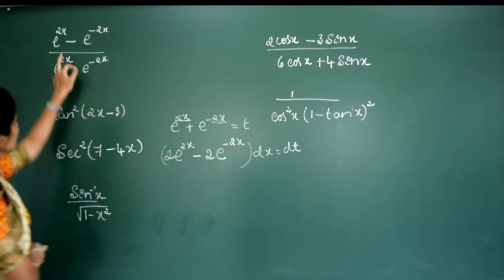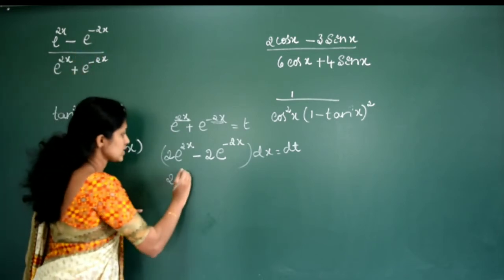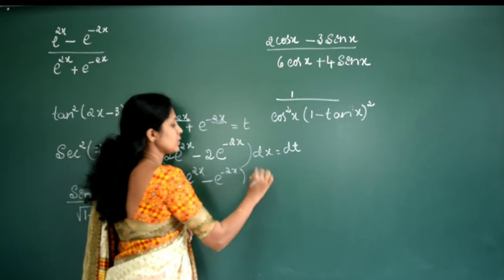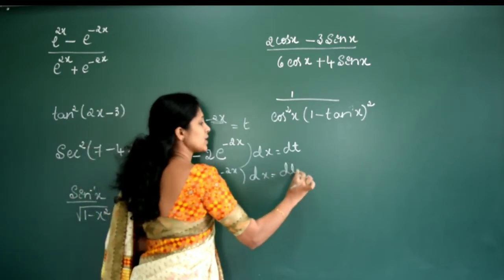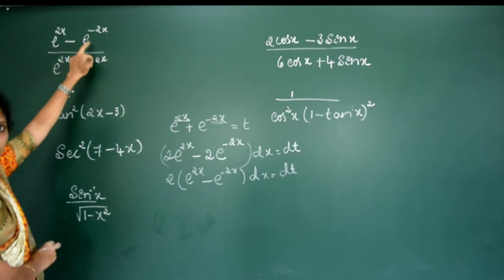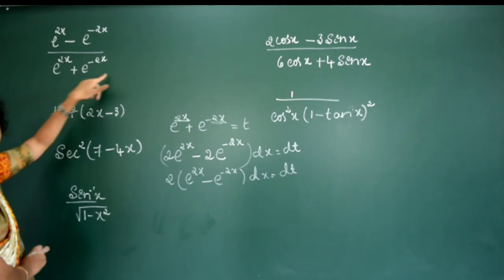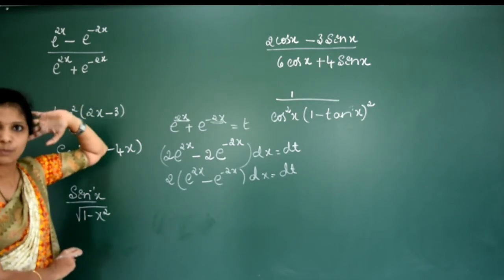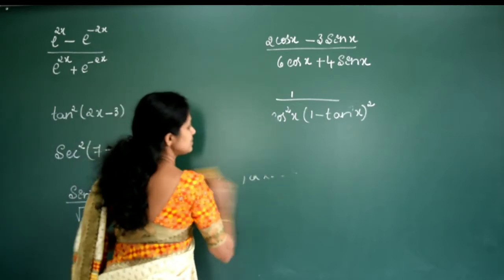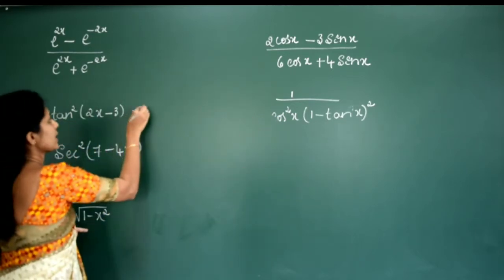We got this. See here, e to the power 2x minus e to the power minus 2x. If you take 2 common, so 2 into e to the power 2x minus e to the power minus 2x into dx is equal to dt. So directly you can substitute this one, right? So e to the power 2x minus e to the power minus 2x into dx will be equal to dt by 2, and the denominator will be equal to t. So here direct substitution is possible. Directly you can substitute and simplify that. Okay, complete this one.